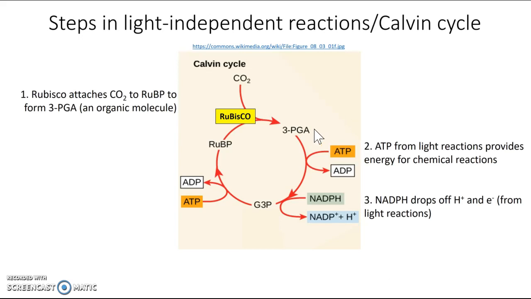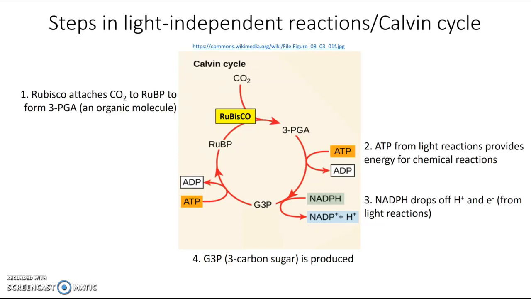And once everything is there, the organic molecule, some energy to move things around and create new bonds, and some hydrogen ions and electrons, then everything can be rearranged into G3P, which is a 3-carbon sugar, and that is the actual product of the Calvin cycle. So some G3P gets produced, but other molecules will stay in the cycle, become RUBP, and be there ready for the next carbon dioxide to be grabbed by rubisco and to continue the cycle over and over again. But the product that we want to focus on is G3P, this sugar.